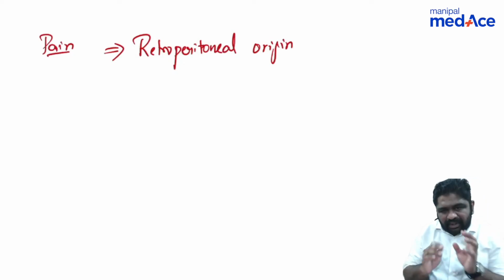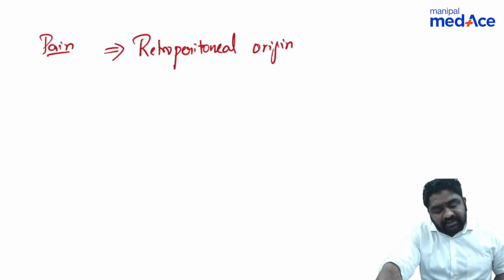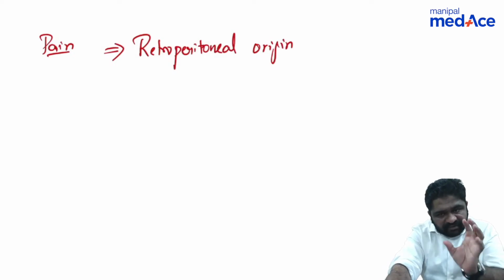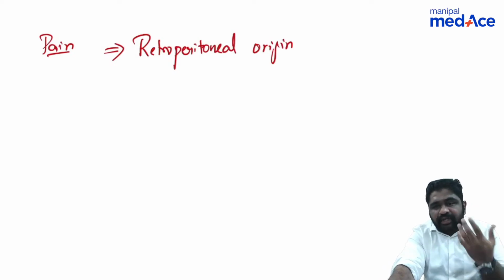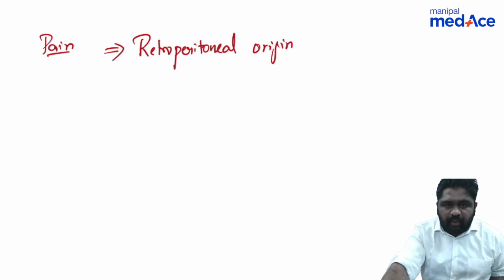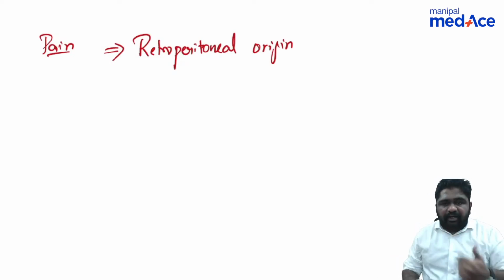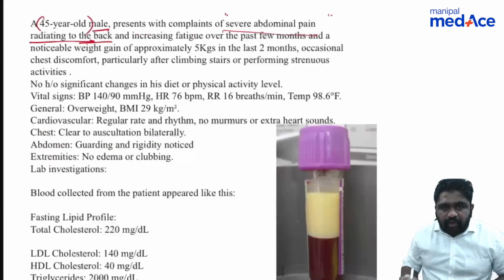I'll try to help you crack this question in a stepwise fashion. It's obvious you can actually get the right answer, but these questions have been trimmed to be very simple for you. I'll just show you how it can become more and more difficult at the levels where I can make a small twist or tweak in the question. Now, whenever the pain is in the abdominal area and it is going to the back, you think of retroperitoneal origin.